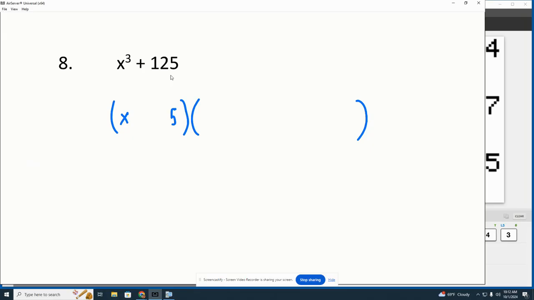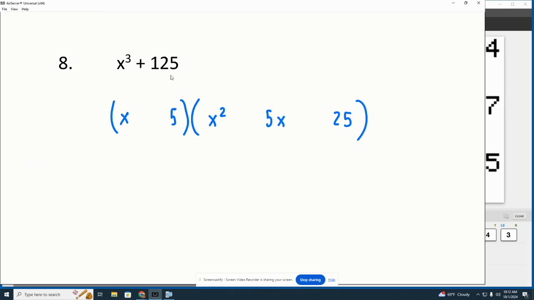What do we do with those two things? We multiply them by themselves, right? Square them. What's x times x? X squared. What's 5 times 5? 25. There's my ends. What do I do with them in the middle, y'all? What is x times 5? And there you have it.